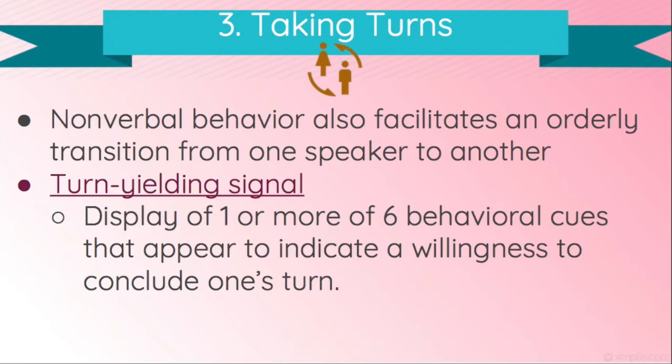Okay, so it's not just about the verbals. Non-verbals are also very important in conversation because they do happen live, face-to-face, as Charles Fillmore has mentioned. So nonverbal behavior also facilitates an orderly transition from one speaker to another. So this is where turn-yielding signals come into play. So basically, what is a turn-yielding signal? From the term itself, it's about yielding your turn to another person. So it's essentially about displaying one or more of 6 behavioral cues that appear to indicate a willingness to conclude one's turn. So these are nonverbals that lead the other person to think that you want to conclude your turn.